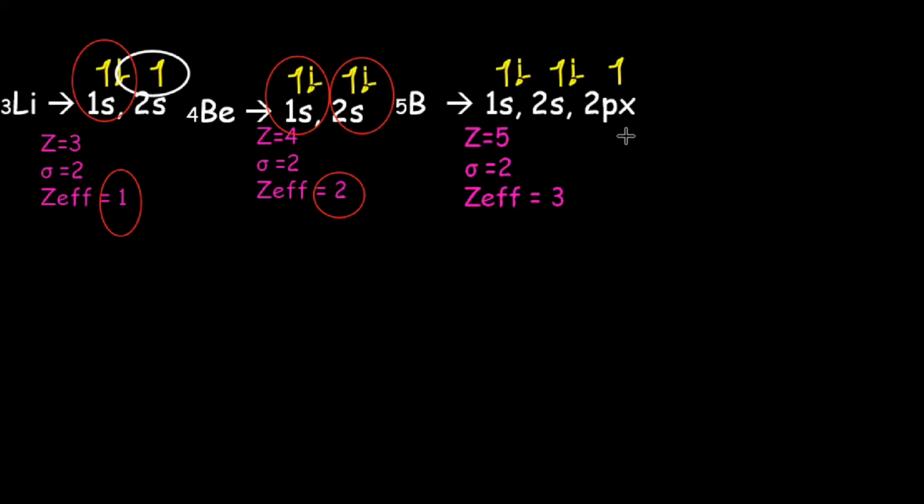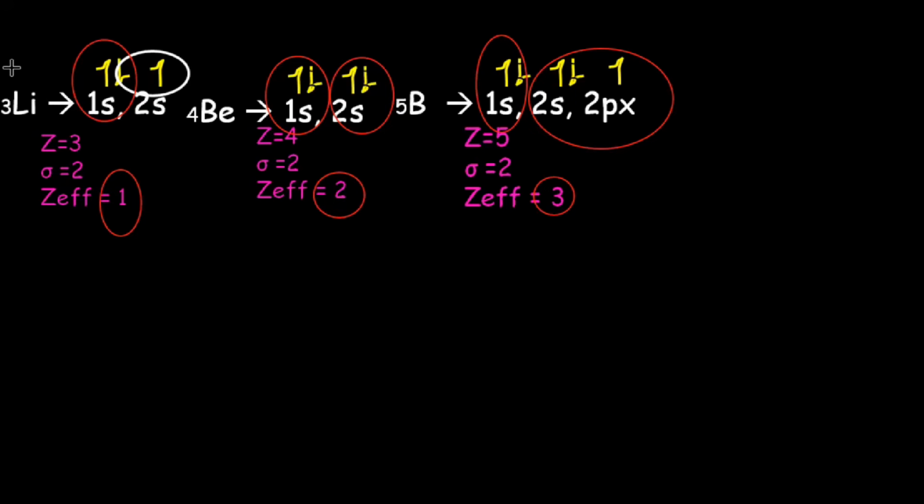And the element next to the beryllium is boron. Its electronic configuration is 1s2, 2s2, 2px1. Its atomic number is 5 and its screening constant is 2. Keep in mind you have to consider the electrons other than that present in the valence shell, and the valence shell of boron is 2, which involves 2s2, 2px1. Valence shell is 2, while the intervening electrons are present in 1s orbital, which are 2 in number. Effective nuclear charge is 3. 5 minus 2 equals 3.